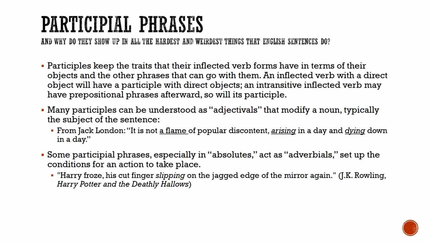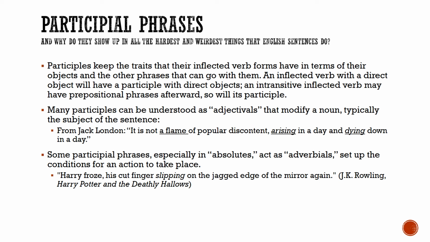This is from Jack London, one of his essays. It is not a flame of popular discontent arising in a day and dying down. You'll notice I underlined the noun that arising and dying is attached to. Now this sentence is a little weird because it's an intransitive sentence, right? It's actually what's called a copulative sentence because we have it and flame, which are reciprocal, which mean the same thing.